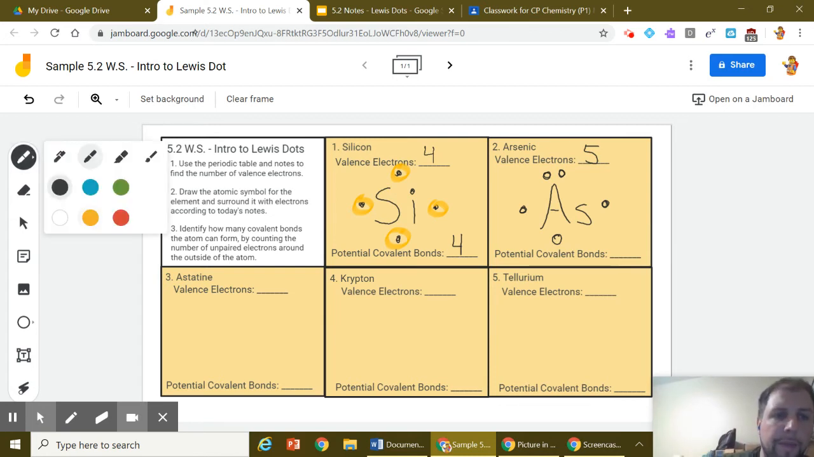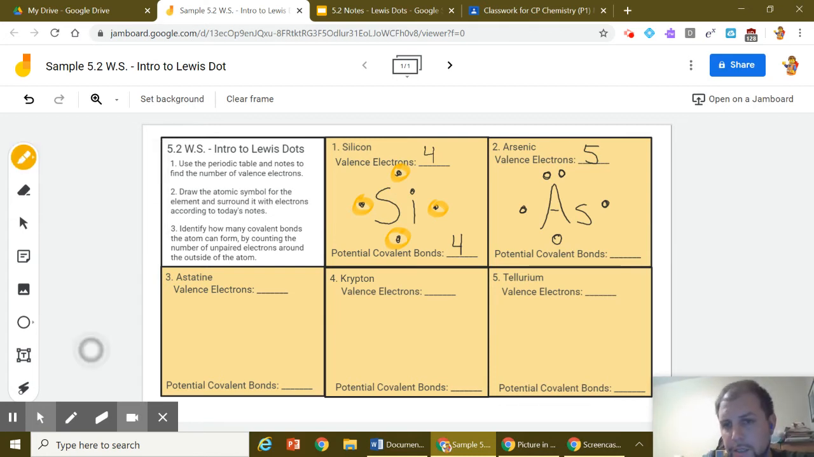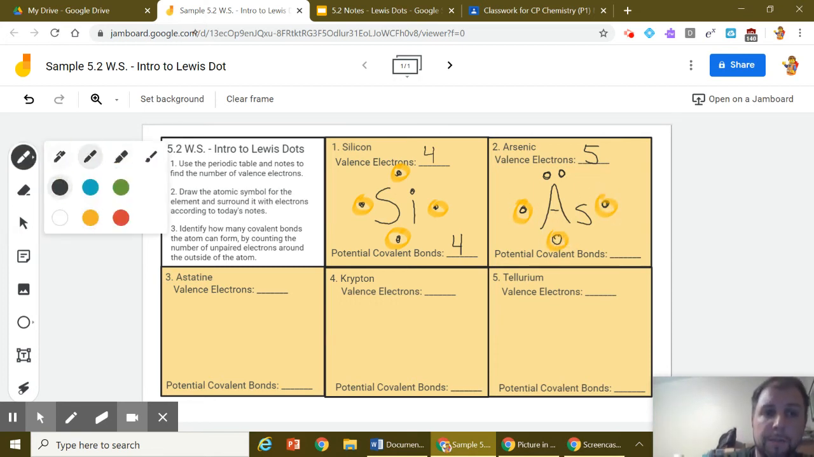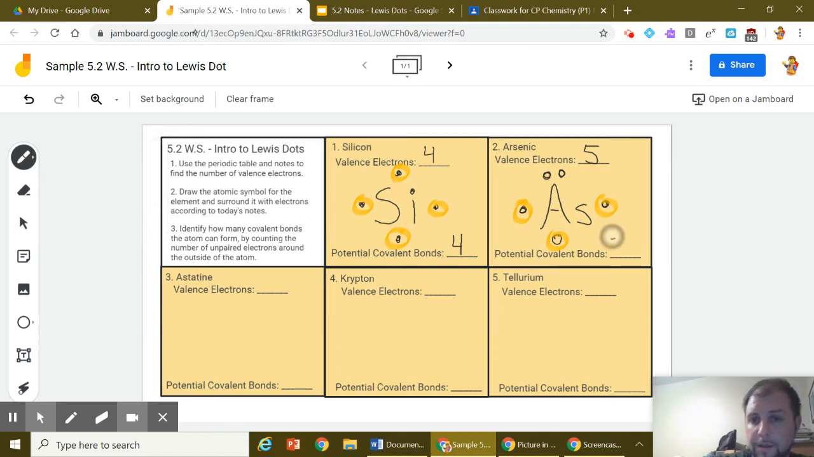Now, how many potential covalent bonds can this form? Every single electron around the central atom can form a bond. So this guy can form up to 1, 2, 3. It can form up to 3 covalent bonds.